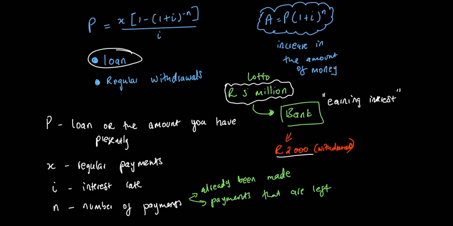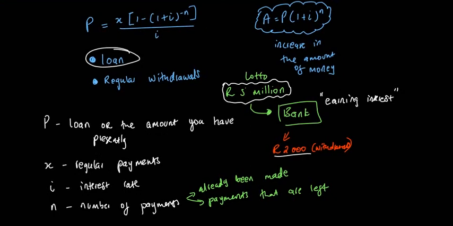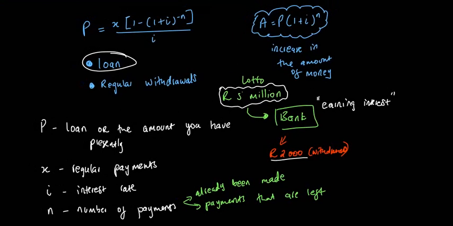We're talking about present value annuities, which will be like that. So P is the loan or the amount you have presently. X will be the regular payments. I will be the interest rate that the loan will be earning, or the money that you put in the bank will be earning, right? And then N will be the number of payments, either that have already been made or the number of payments that are left to be made, so that you can settle the loan.